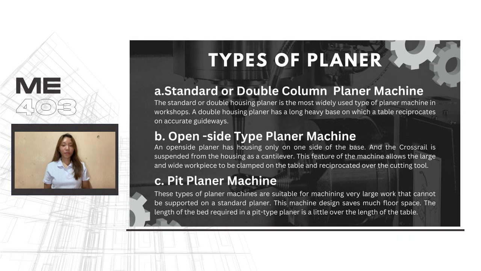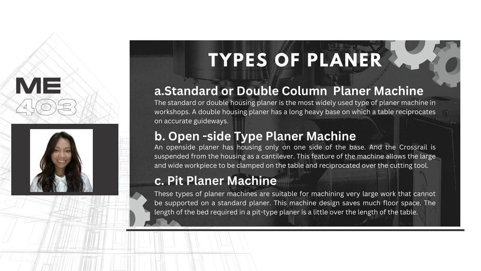There are different types of planer: standard or double column planer machine, open side type planer machine, pit planer machine, edge or plate type planer, and divided table planer. Standard or double column planer is the most widely used type of planer machine. It is characterized by a long, heavy base on which a table reciprocates on accurate guideways.